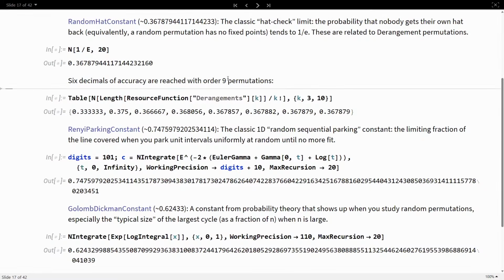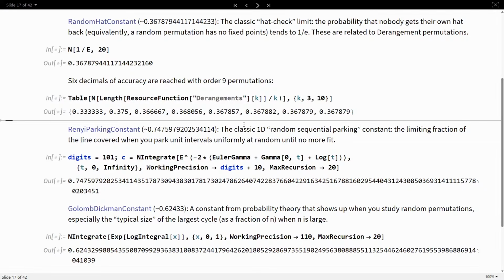And if we look at order 9 derangements, we have a function for finding derangements. At order 9, the permutations for 1 to 9, there's an agreement of 6 decimal places to 1 over e.